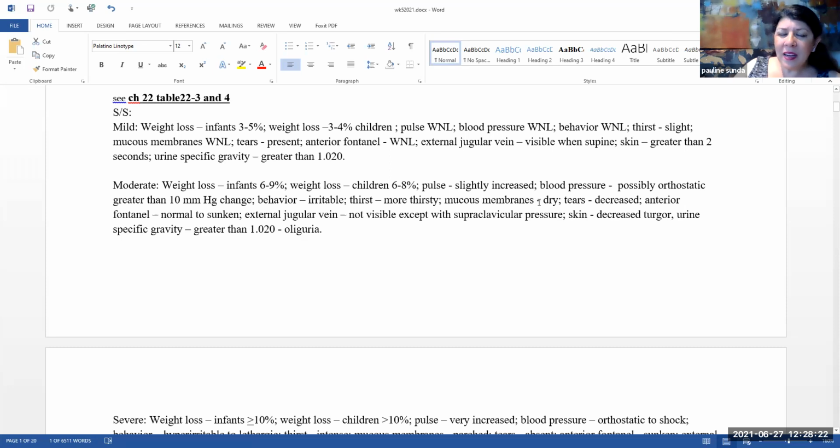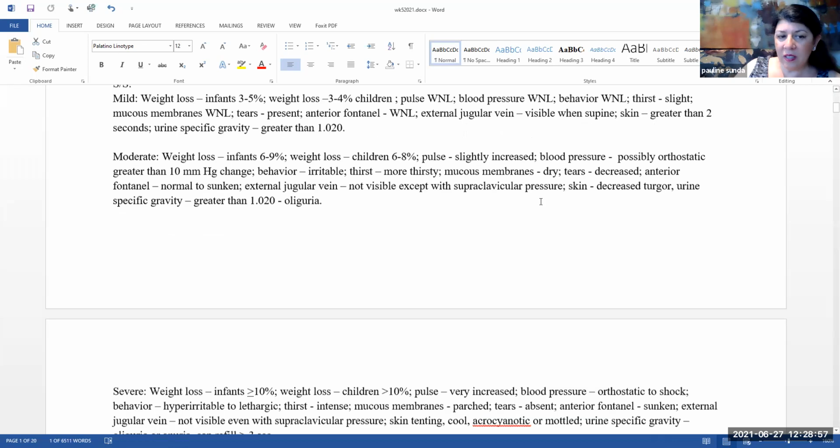Moderate dehydration: weight loss in infants is about 6 to 9%, weight loss in children 6 to 8%, pulse slightly increased. Blood pressure, they might have orthostatic hypotension, so you might see a change greater than 10 millimeters of mercury. Behavior, they are irritable, they're a bit more thirsty, the mucous membranes may be dry, tears would be decreased, anterior fontanelle may be normal to sunken, the external jugular vein may not be visible except with supraclavicular pressure. Skin, you will have a decrease in the turgor, and then the specific gravity may be greater than 1.020.